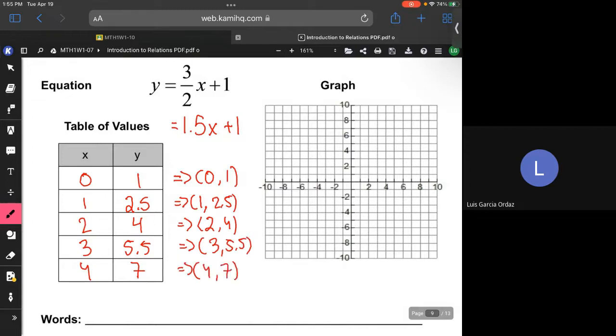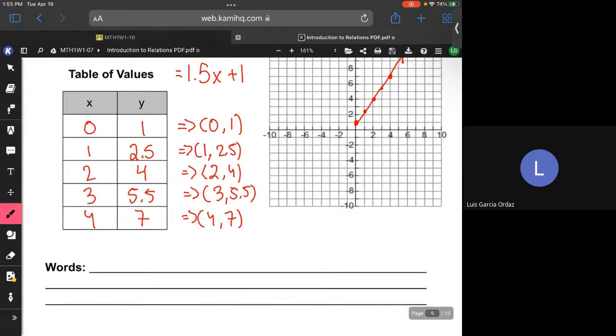Okay, so I have 0, 1, then 1 and 2.5, 2 and 4, 3 and 5.5. I hate these because they're so small. And then 4 and 7. So let's come up with another fun scenario.